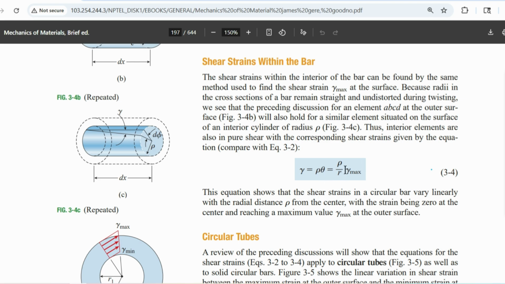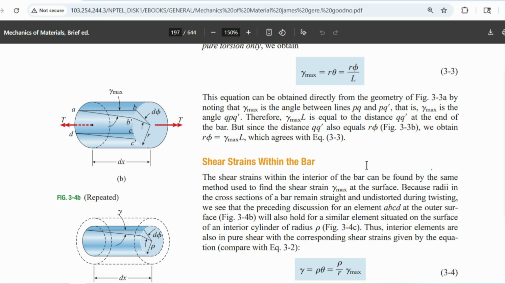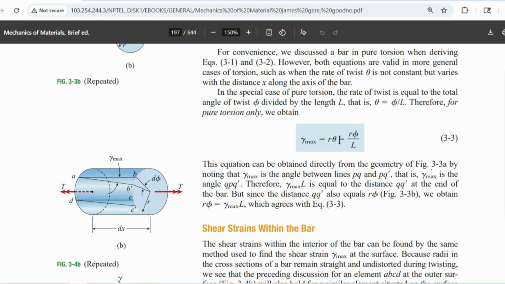And now what are they doing? They're saying that the twist rate is, over here we have the twist rate, so the max angle that can form is the radius times the twist rate.